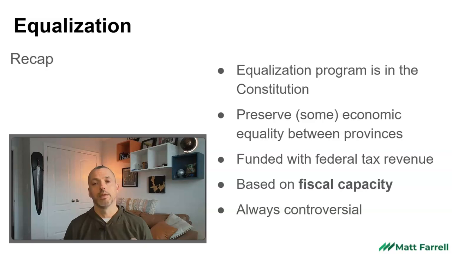Just to recap, the equalization formula isn't going anywhere. It is in the Constitution. Want to get rid of it? That requires a constitutional amendment. The idea is to try and preserve some kind of economic equality between provinces, at least in the realm of service delivery, because each province is very different in terms of resource endowment and the size of their economy. It's funded with tax revenue, and it's based on fiscal capacity, how well the province could raise revenue on its own if it wanted to. Naturally, this is a controversial program. Provinces don't like to see money going to other provinces. They want the money coming to them.